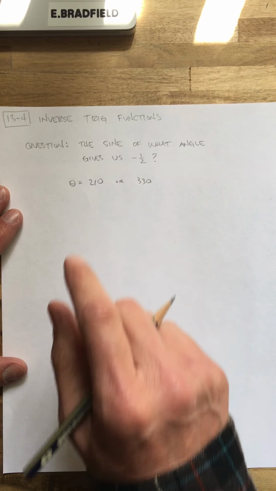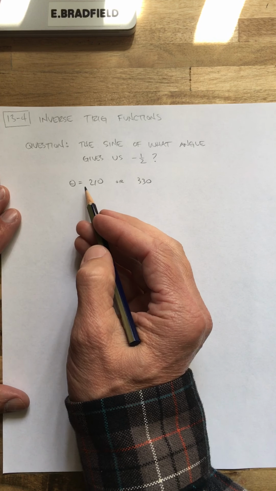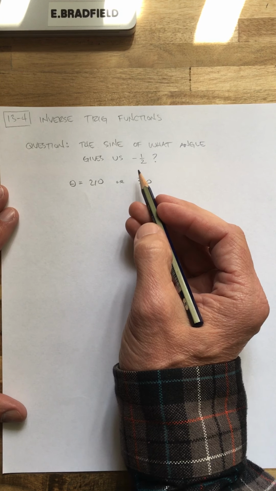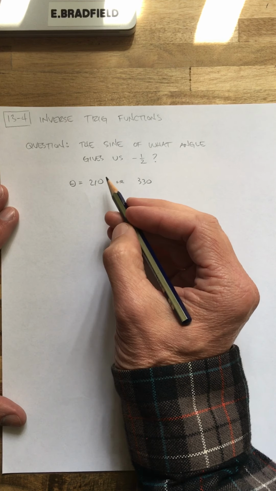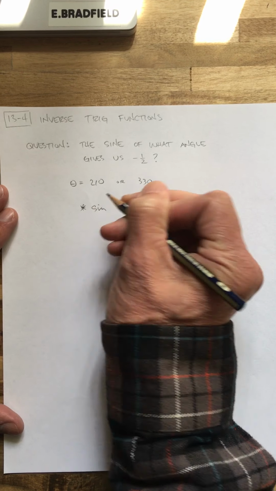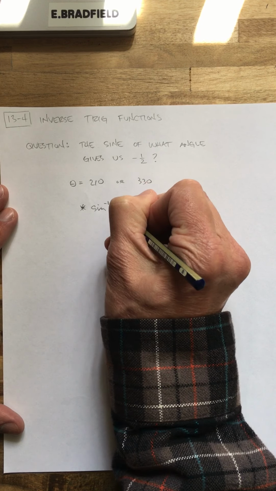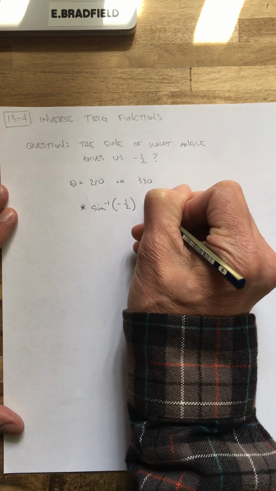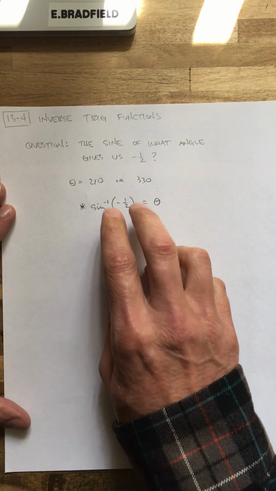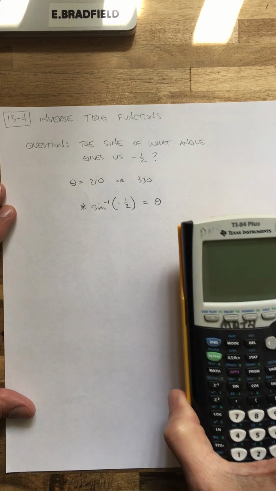The sine of what angle gives us -1/2? Well, I know that if I take the sine of the angle 210, that gives me -1/2. How do I go backwards? How would I use my calculator to start with this and get this? You would have to say the inverse sine of that ratio, -1/2, is going to equal theta. That's how you're going to write it. But here's the problem. You ready for this?